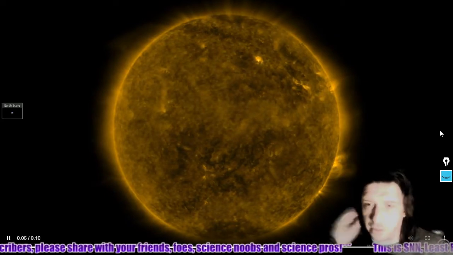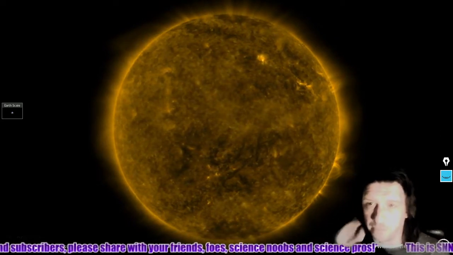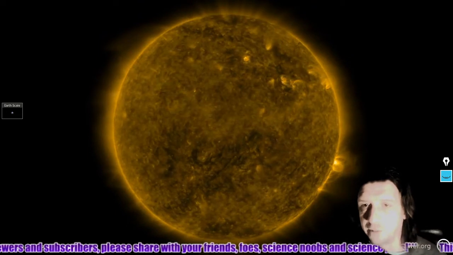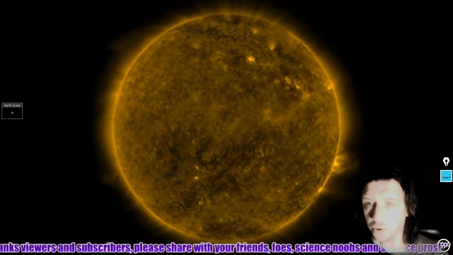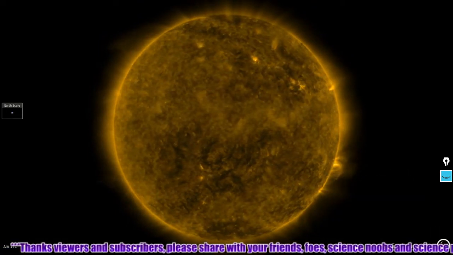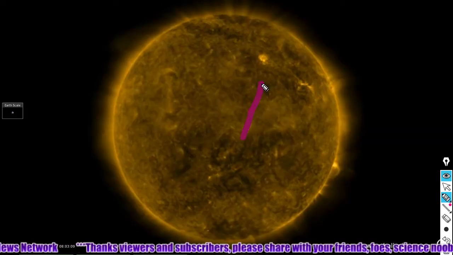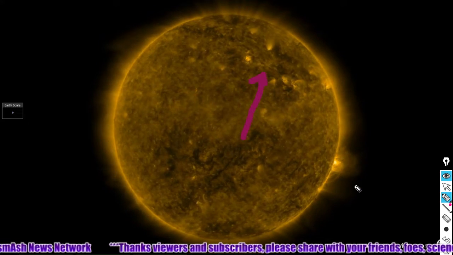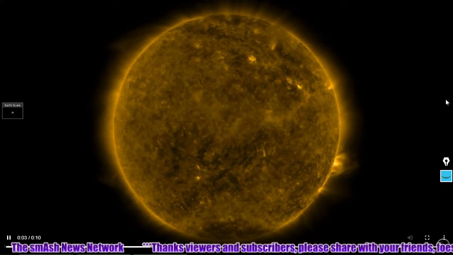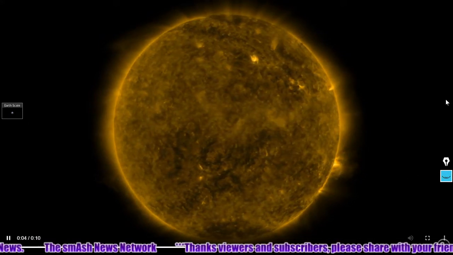Here it is in 171 angstroms without the colorized magnetogram. And you can see one area of slight magnetic organization there in the north. One area of magnetic organization right up here. No sunspots. And weak solar activity in general.